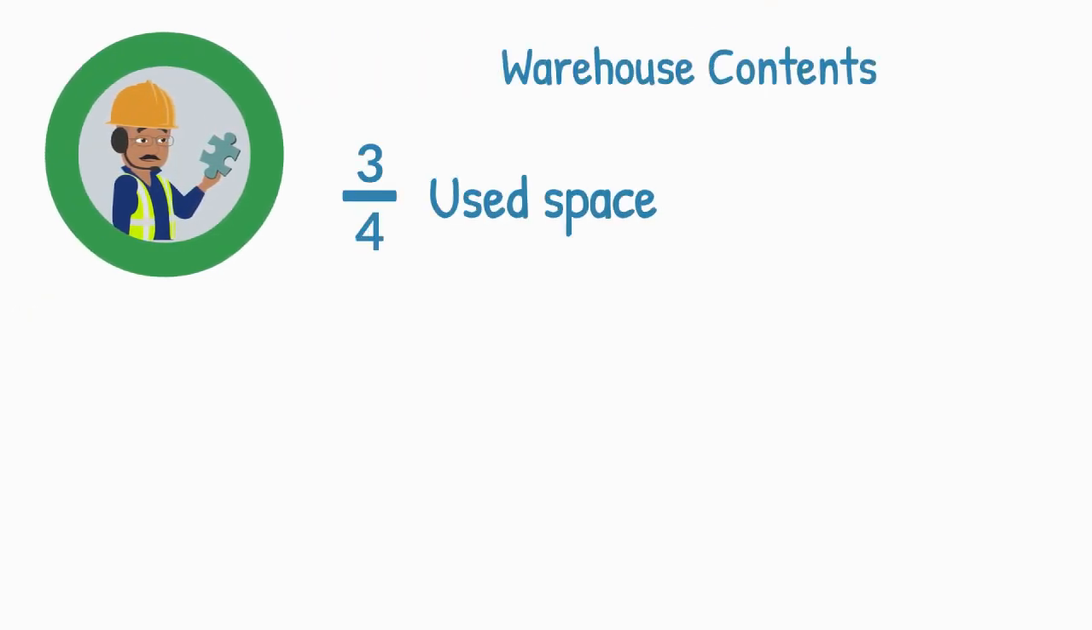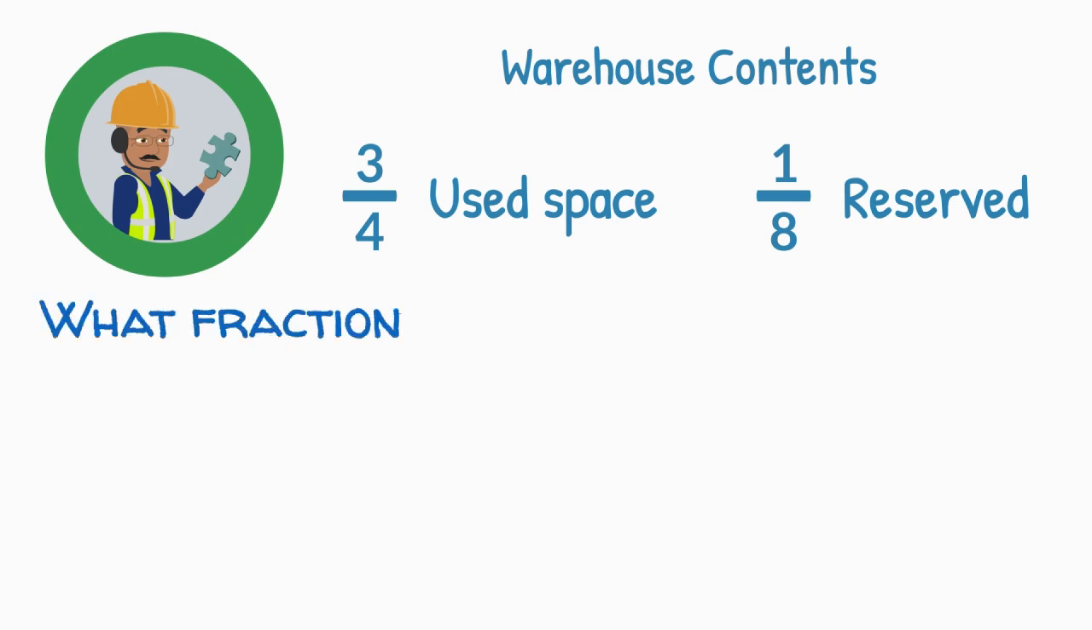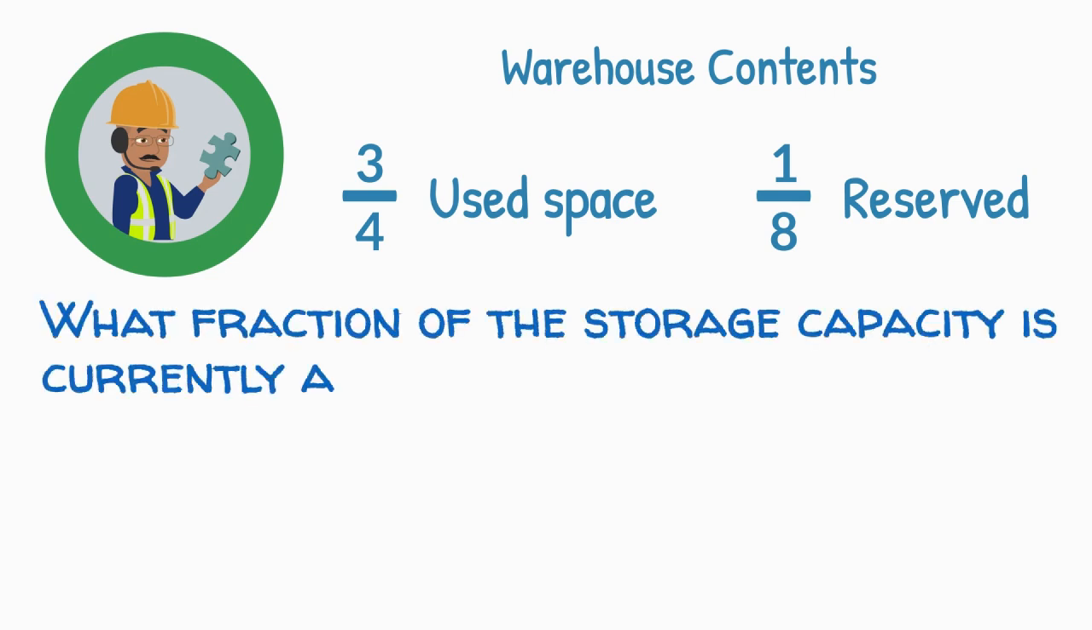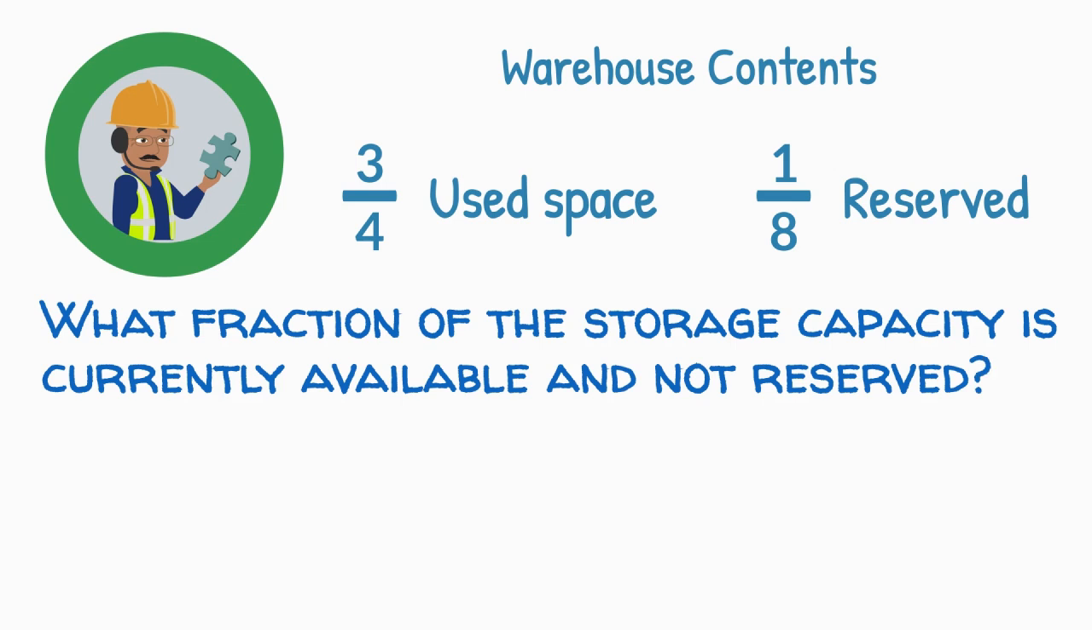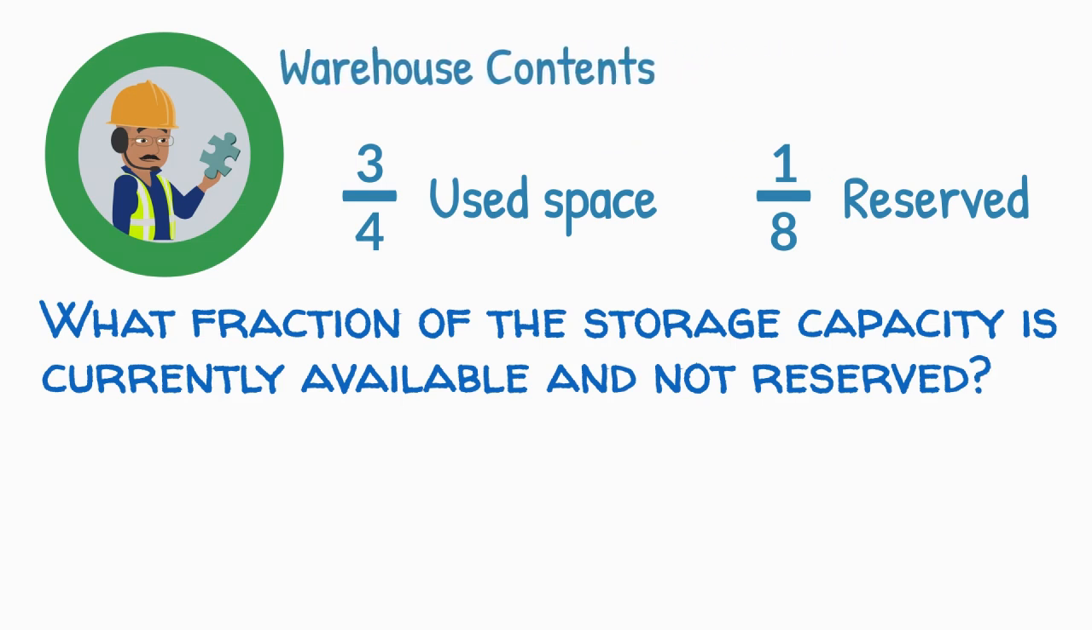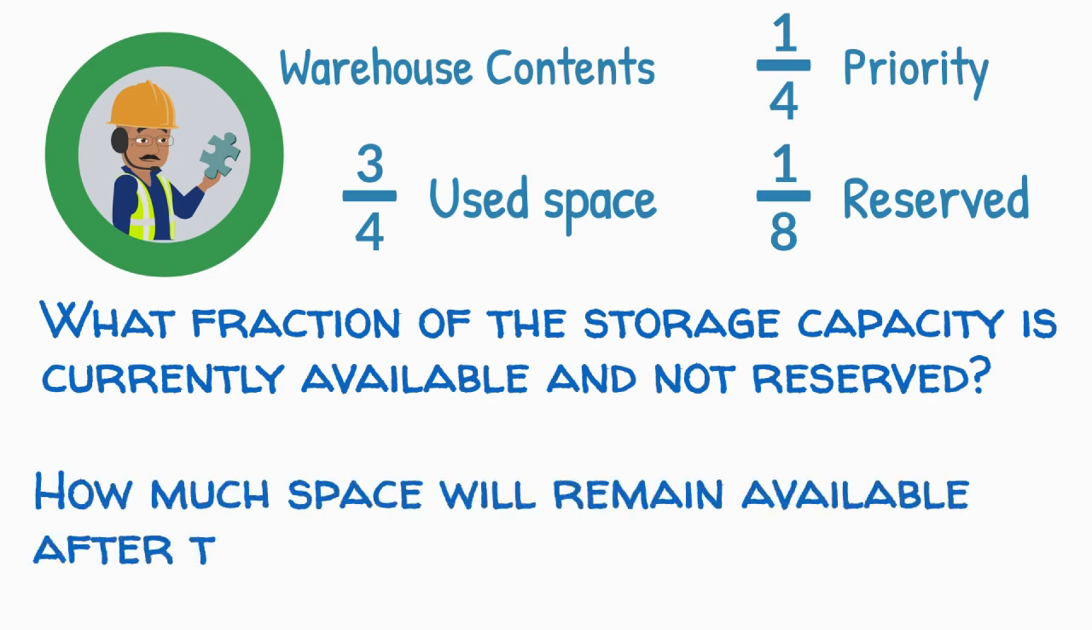A warehouse has 3/4 of the space in use and 1/8 reserved for seasonal items. What fraction of the storage capacity is currently available and not reserved? If the warehouse plans to reserve an additional 1/4 of the space for incoming high-priority items, how much space will remain available after these changes?